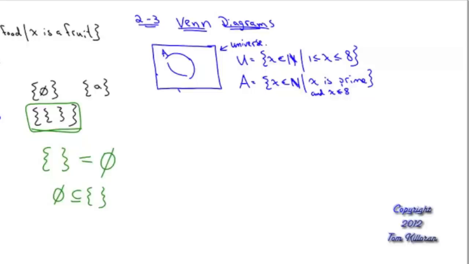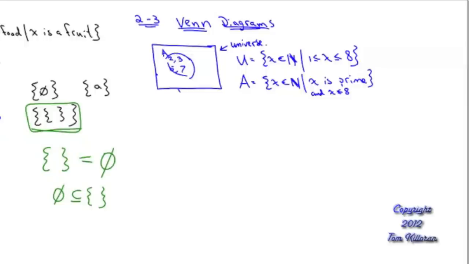Pretty cool. So, what do I put inside A? Well, I put in the prime numbers that are less than 8, which are 2, 3, 5, and 7. They go inside of A. So when you draw the circle and you put elements inside of it, you're saying the set A has the elements 2, 3, 5, and 7.